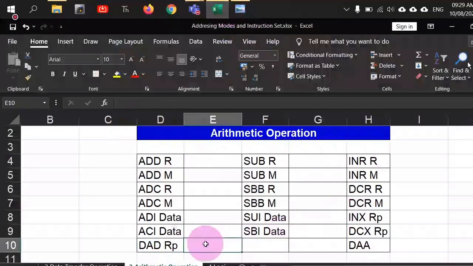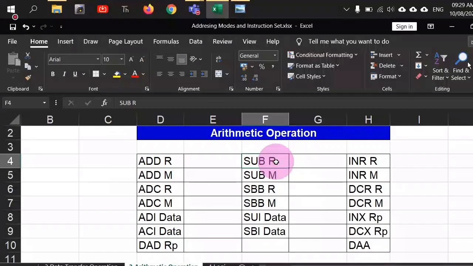That's very nice. Okay. So this is your addition command and its variants. Similarly, you have got the subtraction command. Similar to ADDR, you have got SUBR. It will be subtracting register R from the accumulator. So the operation that will be done here is A minus R, and the result will be stored in A again. Similarly, you have got SUBM.